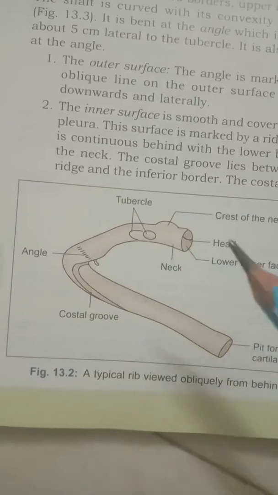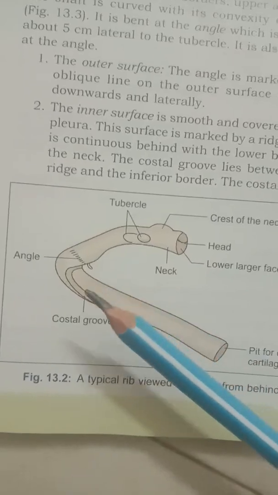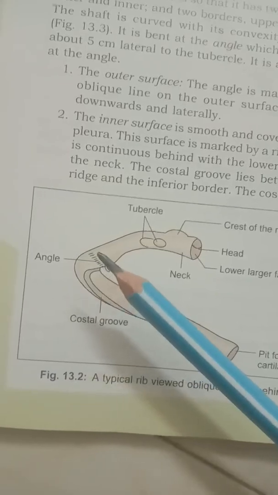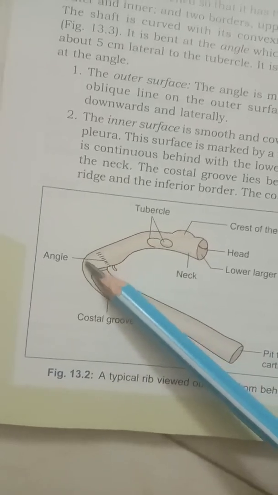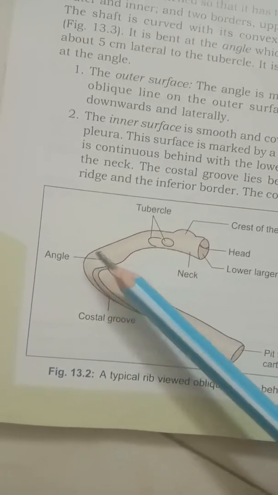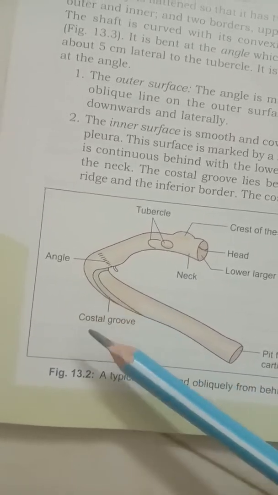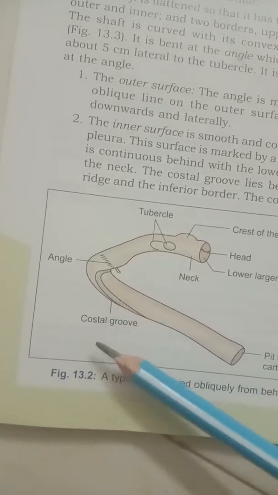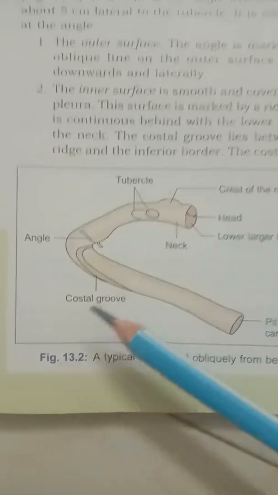Then the flail chest, also called the stove-in chest. In this, the ribs are fractured at two sites, that is anteriorly as well as at the angle. So here there is a fracture, and here at the angle there is also a fracture. The flail chest occurs, and the flail segments of the ribs are sucked in during inspiration and pushed out during expiration, leading to the clinical condition called paradoxical respiration. So these are the clinical points related to the ribs.